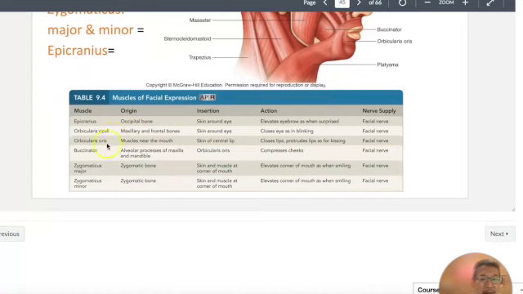Okay, the oris, which is the one in the mouth. Where does it start? Muscle near the mouth. Where does it attach? To the skin of the central lip. Okay, and what does it do? It closes the lip. Okay, it makes your lips move, pucker your lips and things like that.